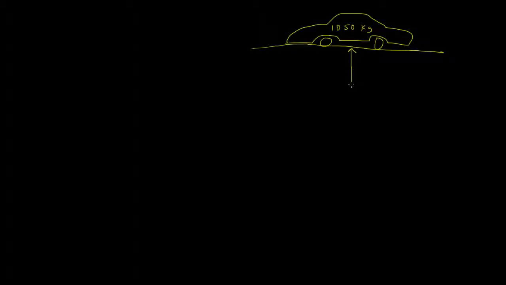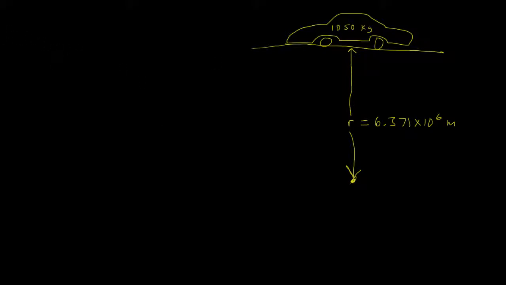We'll have our car. Okay, and the car has a mass of 1,050 kilograms. And the car is on the surface of the Earth. And then somewhere far below it is the center of the Earth. And the average radius of the Earth, you can look this up in any physics book or Google it, is roughly 6.371 times 10 to the 6th meters. So this will be close enough for us.